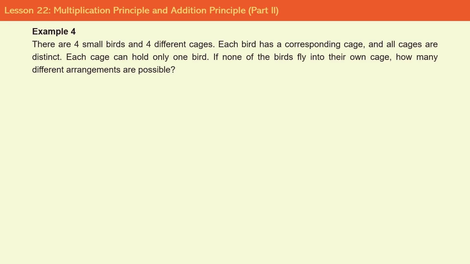Example 4. There are 4 small birds and 4 different cages. Each bird has a corresponding cage, and all cages are distinct. Each cage can hold only one bird. If none of the birds fly into their own cage, how many different arrangements are possible?